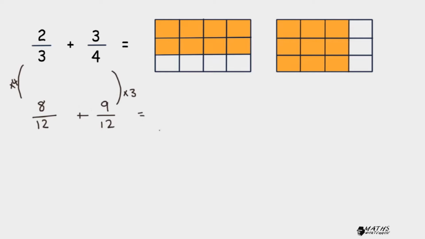So I continue by keeping my denominator the same and adding my numerators. 9 plus 8 is 17. This is an improper fraction. If we change it to a mixed number, how many 12s go into 17? 1, with a remainder of 5, which becomes our numerator, and the 12 remains the same. So the final answer for 2/3 plus 3/4 is equal to 1 and 5/12. And if you need help understanding how to change an improper fraction to a mixed number, you can find that in one of my previous videos.